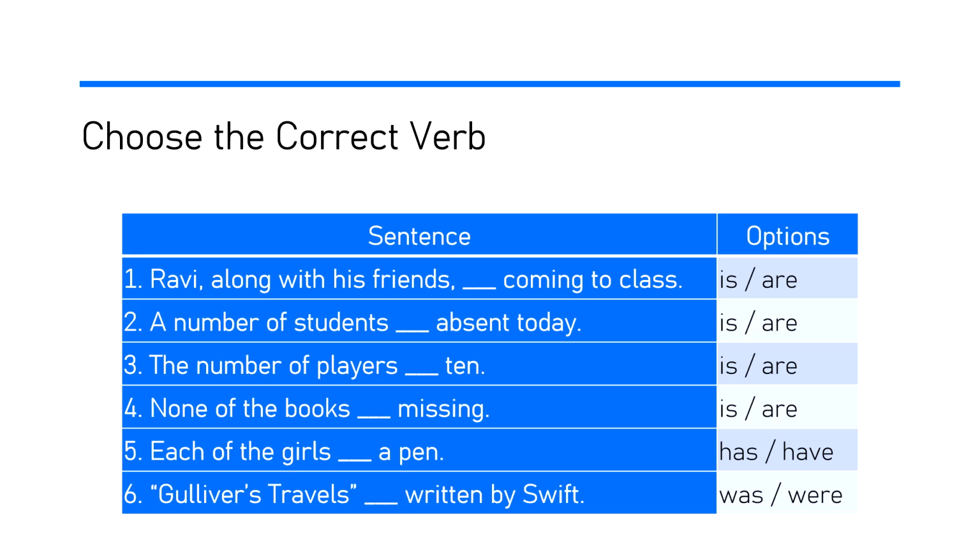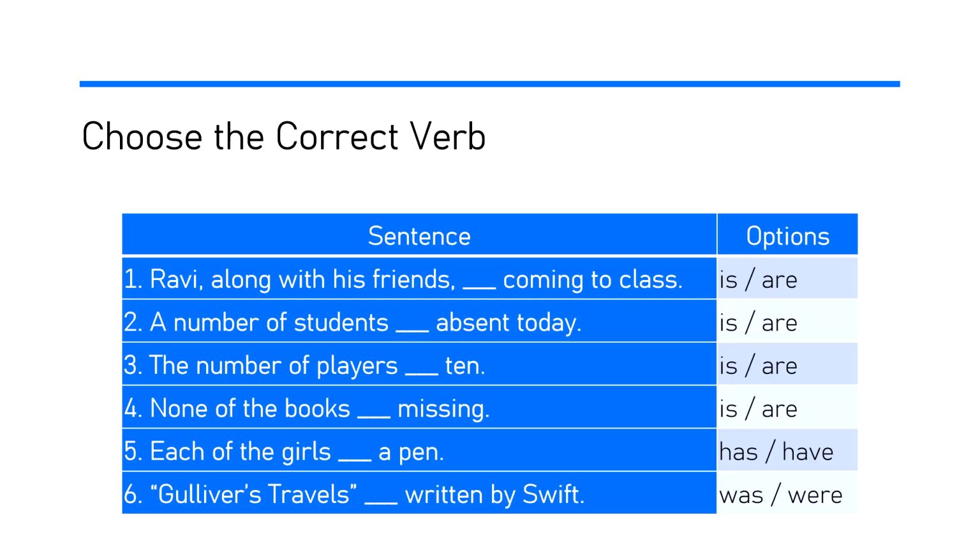Fourth, none of the books dash missing. Books is plural. So we can say none of the books are missing. But remember, if it were none of the information, we would say is. Next, each of the girls dash a pen. Each always takes a singular verb. So each of the girls has a pen.